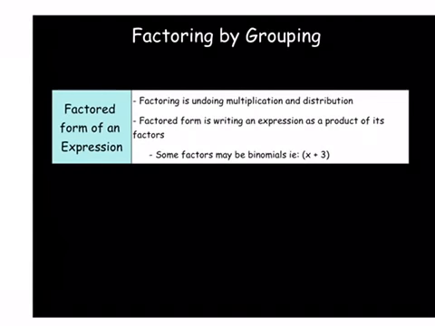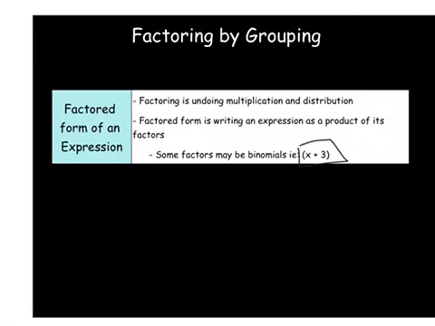So now the next thing that we're going to be looking at is factor by grouping. When we are looking for factored form of an expression, we want to factor to undo the multiplication and distribution. In unit 3, we went over the box method and the FOIL method. That would be to multiply and distribute. Factoring is to undo that. So we're going to get back to seeing our binomials or our factors, which is our parentheses that looked like this down here.